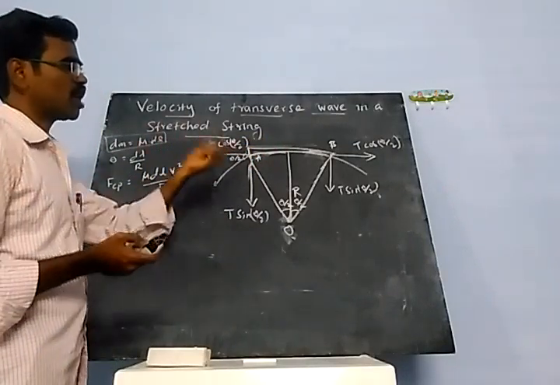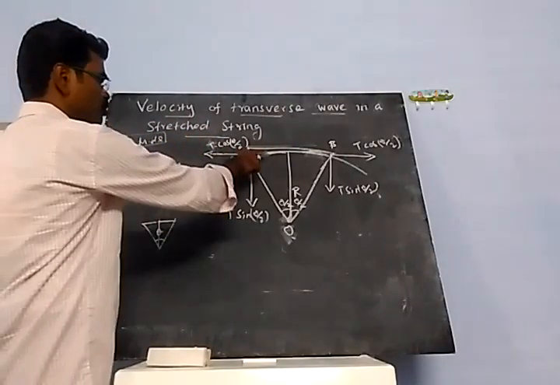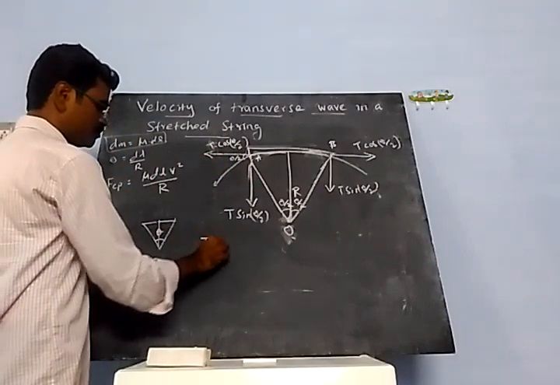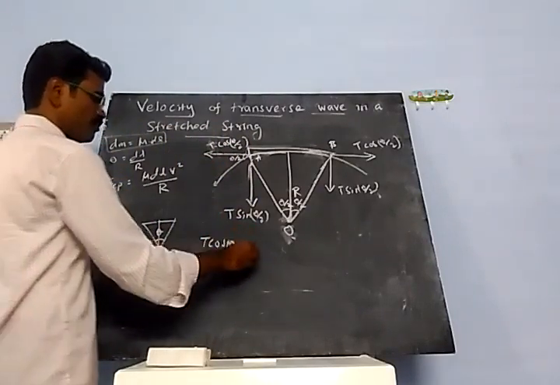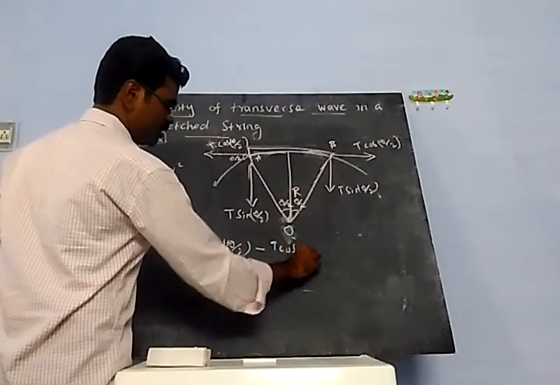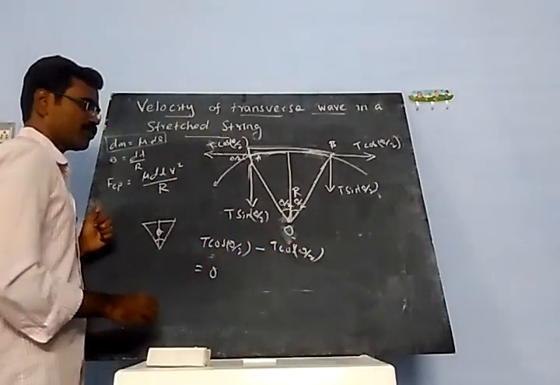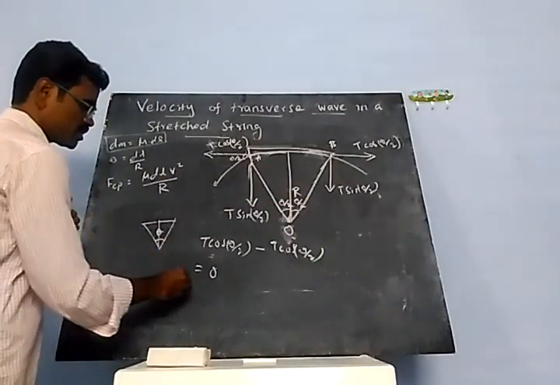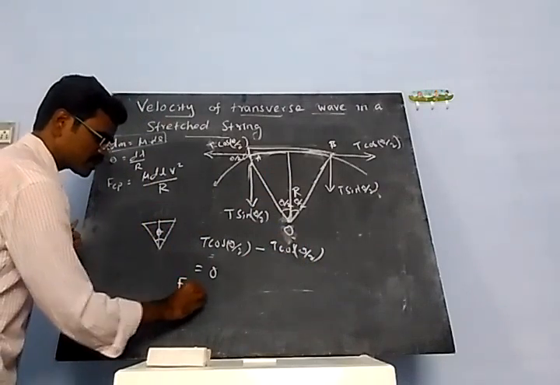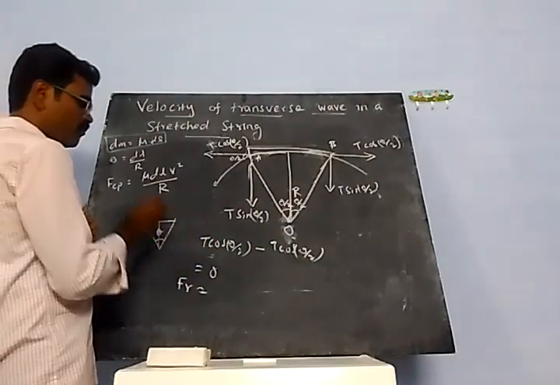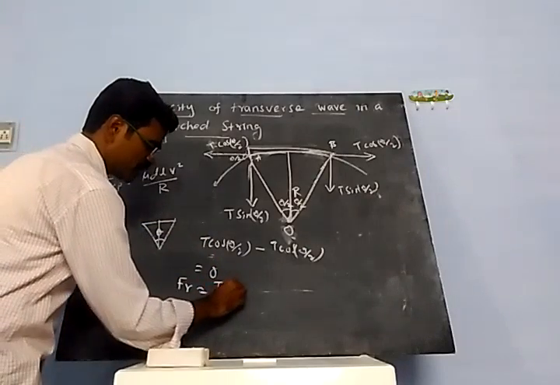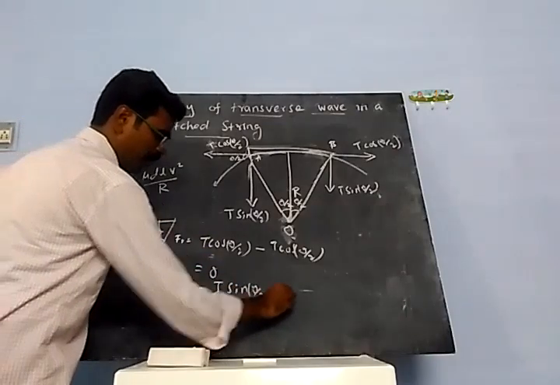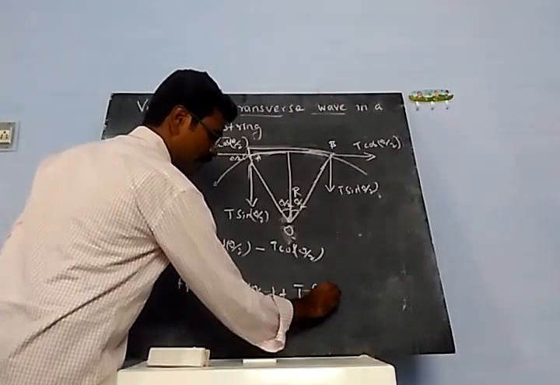So we can sum up these two components and get 0, because both are in opposite direction but equal value. So T cos theta by 2 minus T cos theta by 2 will be equal to 0. So I am going to add the vertical component alone. That is called the radial force. Radial force F_r is equal to T sin theta by 2 plus T sin theta by 2.